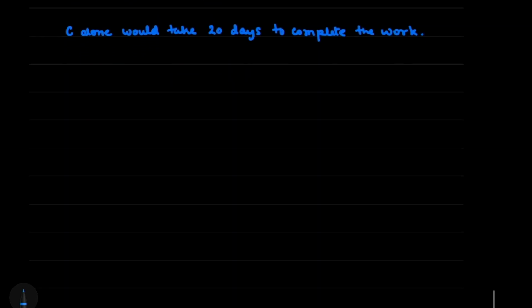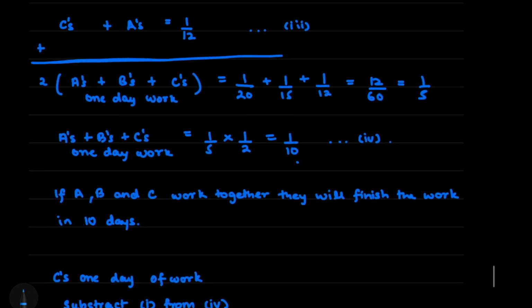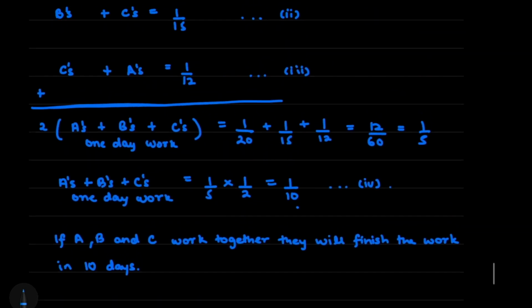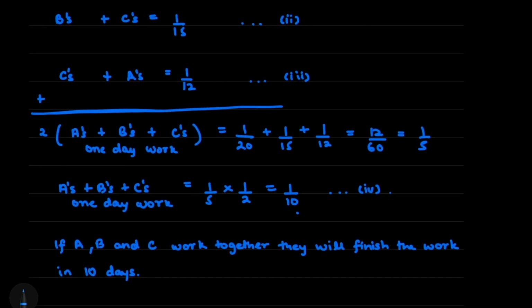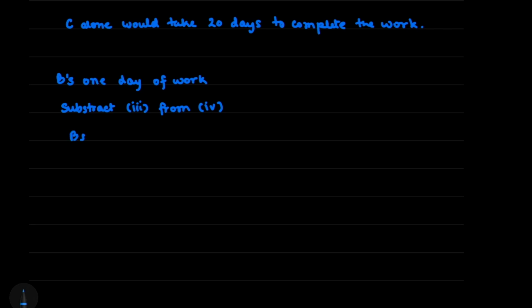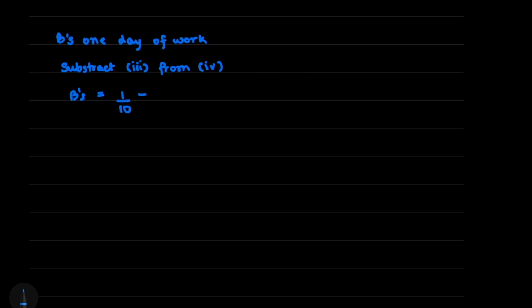Now let's calculate B's 1 day of work. That will come out if we subtract A and C's work from A, B, and C's work. So we have to subtract equation 3 from equation 4. And we get B's work as 1 by 10 minus 1 by 12. And this comes out to be 1 by 60. So B would take 60 days to complete the work.